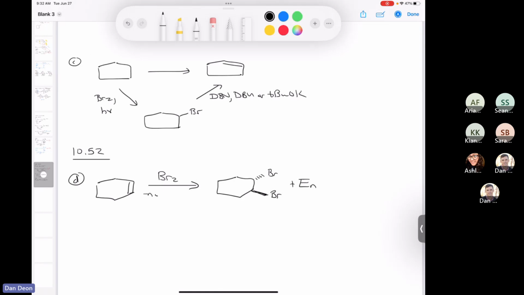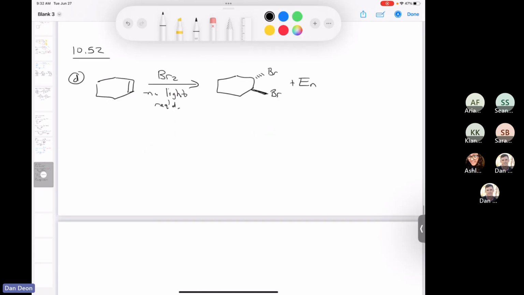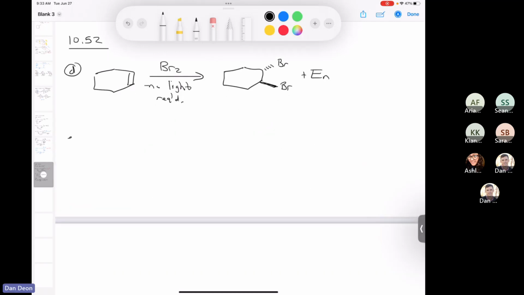So no light required, right? This is not a radical mechanism. This is an ionic mechanism. This is covered in chapter 8. Okay, what if we started out with cyclohexane? We wanted to do the same thing.